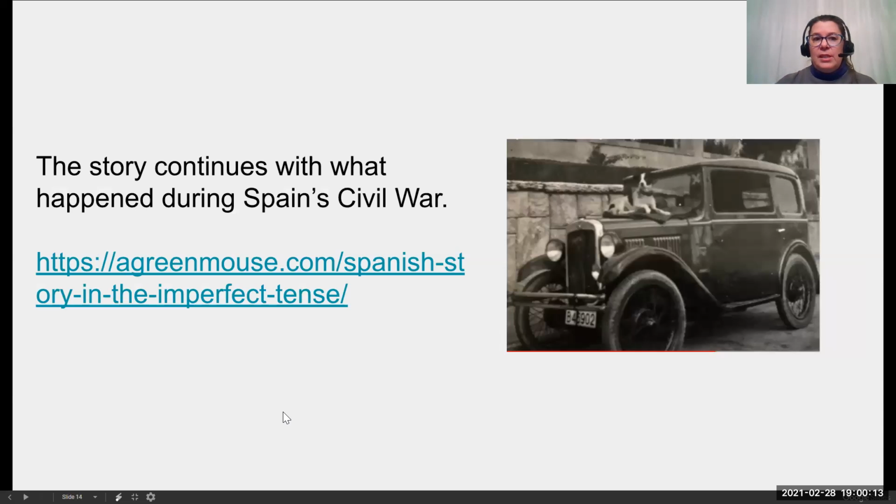The story does continue with what happened during Spain's Civil War. It's up to you if you wish to go in and read and see the end of the story. At this time, I want you to pause. I truly want you to pause this recording, and I want you to take the time to get a piece of paper and just write down some glittering generalities, some vague impressions of what you got of the story. Please pause, and then when you're ready, we'll go back.